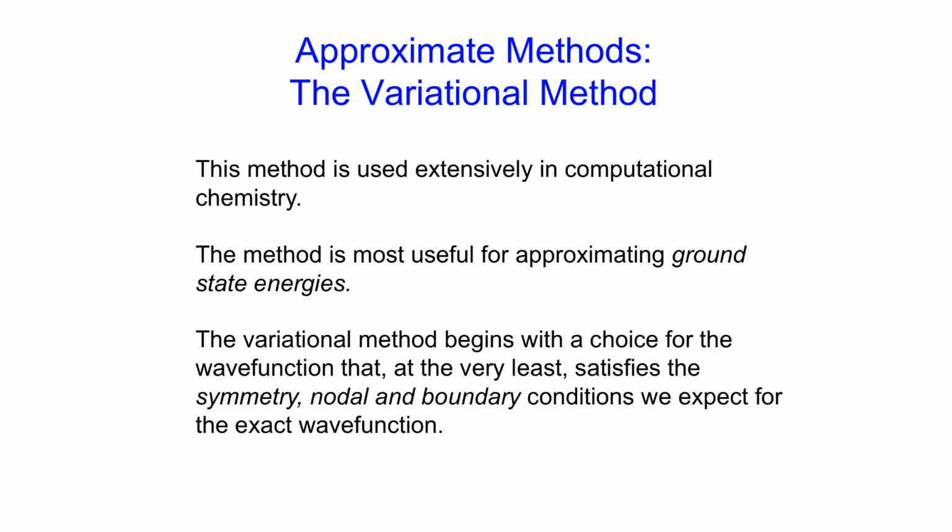Hi there. This video is going to walk through the basics of the variational method, which is one of the approximate methods that we use as quantum chemists. This is a method that is used extensively in computational chemistry. So if you've ever wondered what's happening behind the scenes of programs like Spartan or Gaussian, the computer is doing a lot of variational calculations for you.